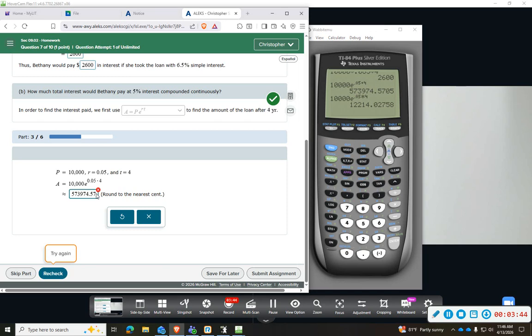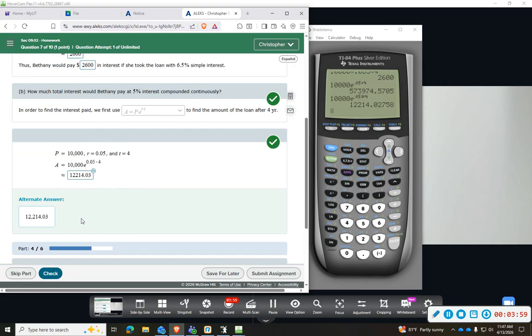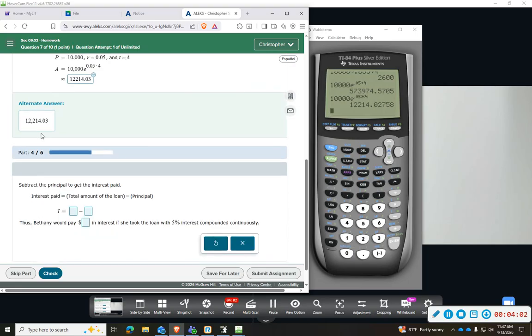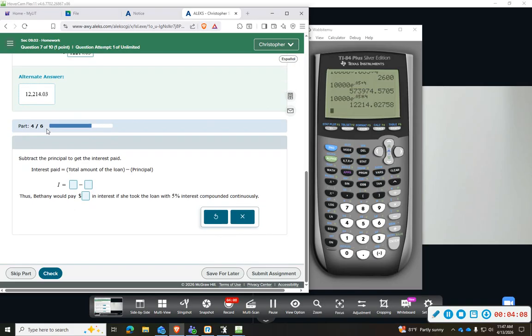12,000. Be careful. 12,214.03. Okay, so that's the total. To find the interest, we'll have to subtract 10,000. Okay. So that's the total amount. I didn't put my comma in there, so they're saying alternate answer.